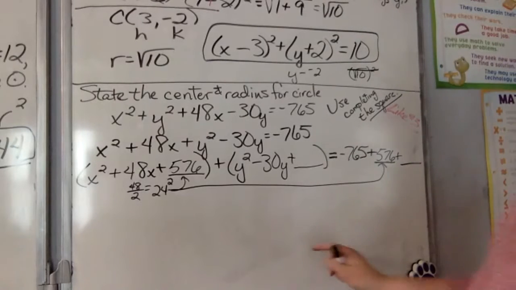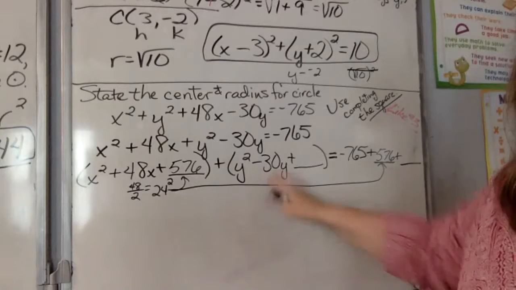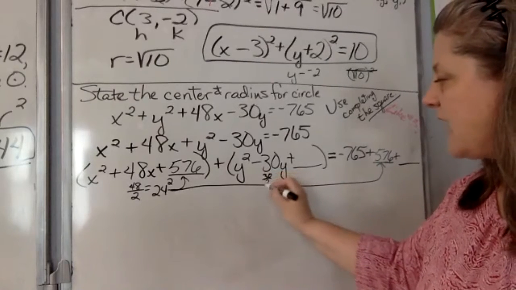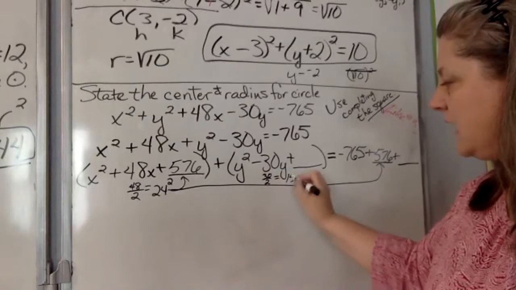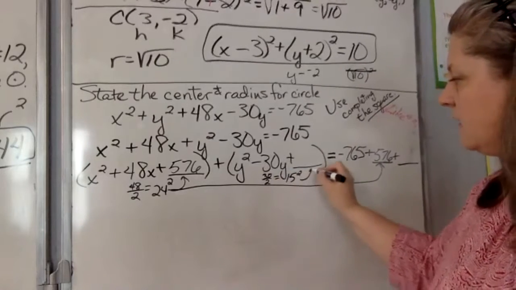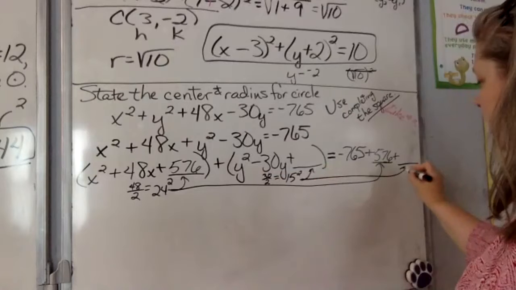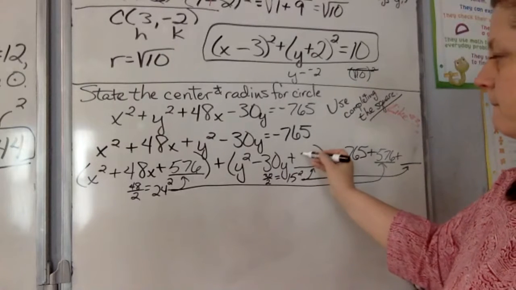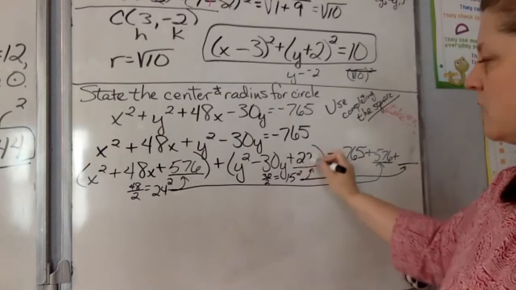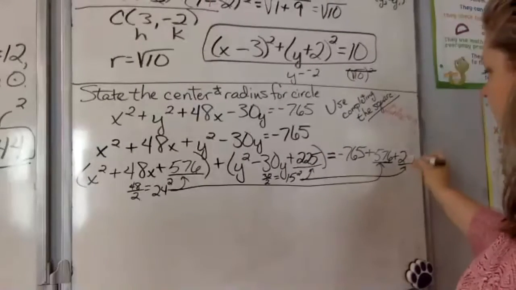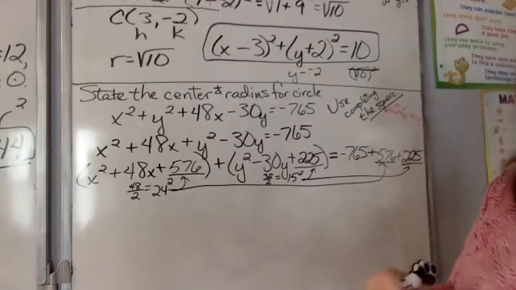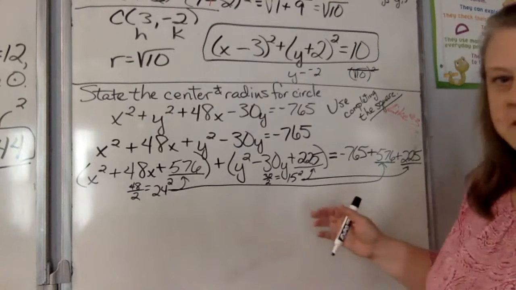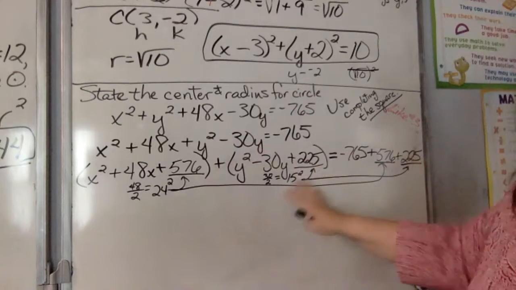Now I've got to do the same thing for the y's. I've got to complete the square. So I take 30 and take half of that. 30 divided by 2 is 15. And then I square 15 and add it on both sides of the equation. So 15 squared is what? 225. Y'all have to keep saying it, so I'll say it. You add it to both sides of the equation.